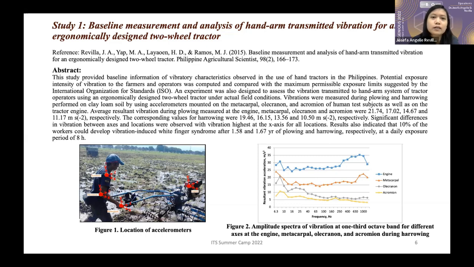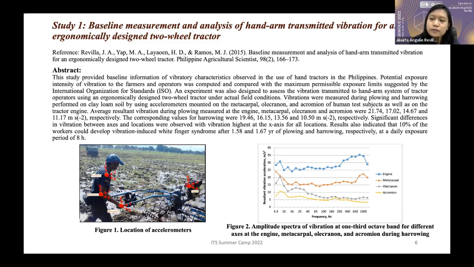So there were 2 farming activities that we considered: the plowing and harrowing activity. We considered 3 healthy operators with no physical ailments who are all familiar in using the hand tractor. The hand tractor that we used is the UPLB AMD ergonomically designed two-wheel tractor. This is a diesel type tractor, and the initial design was based on the anthropometric characteristics of the farmers within the Calabarzon area, or within our area.